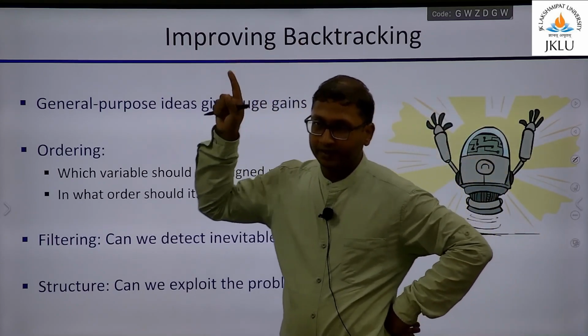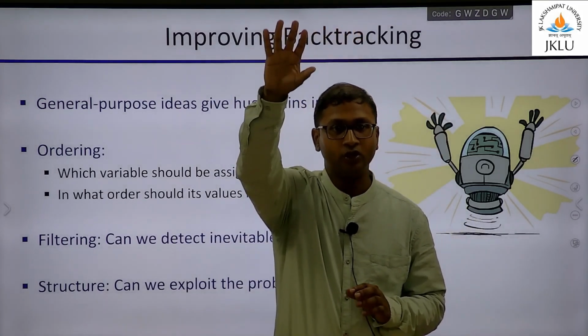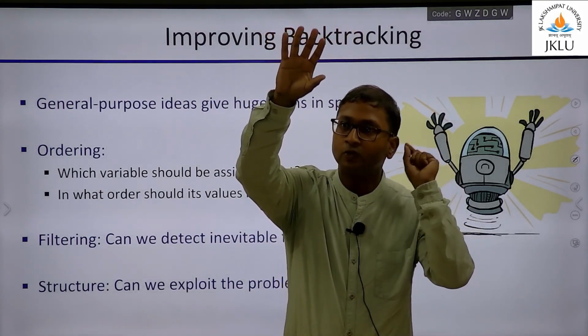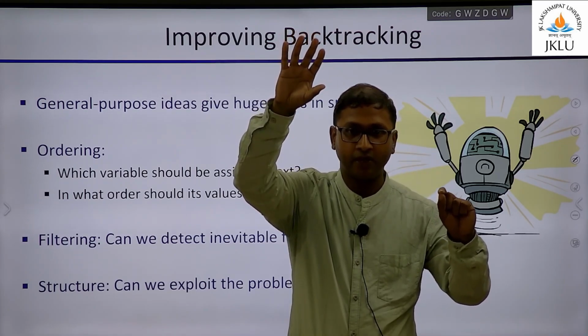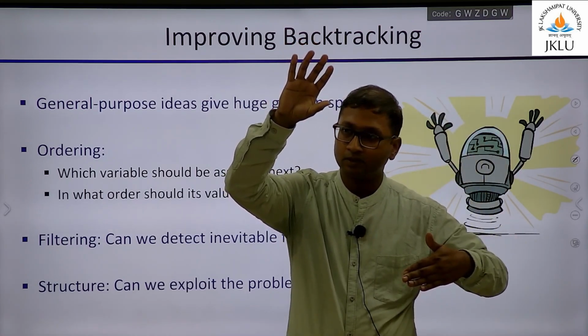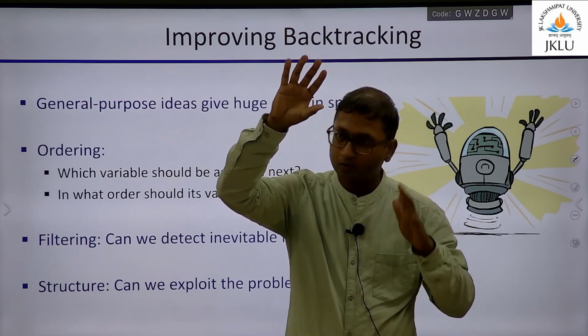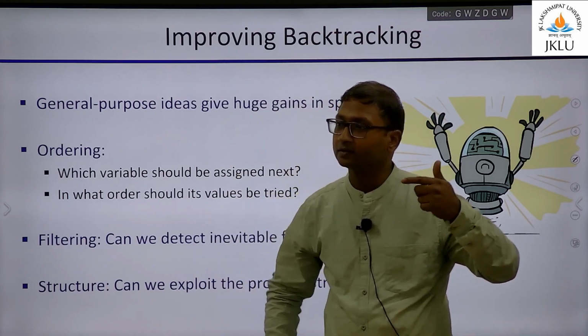Now we want to improve backtracking. Right now, what are we doing in backtracking? Start from the root node, assign color to one variable at a time. And you keep on doing this until constraints are violated. And if constraints are violated, backtrack.